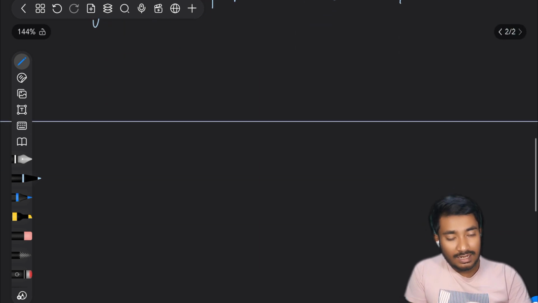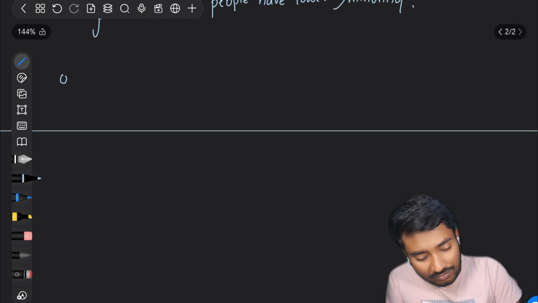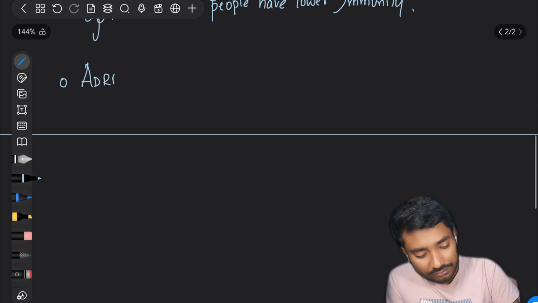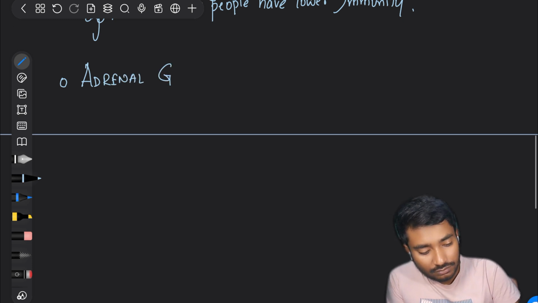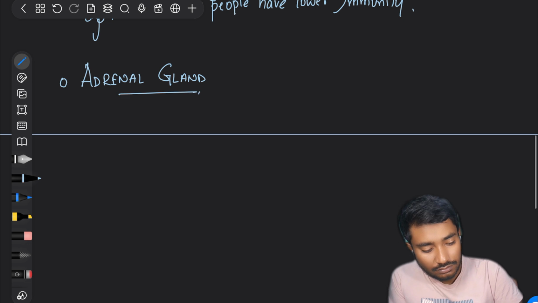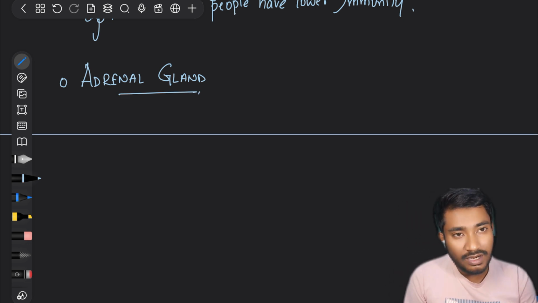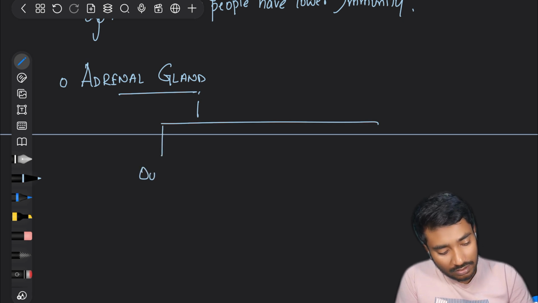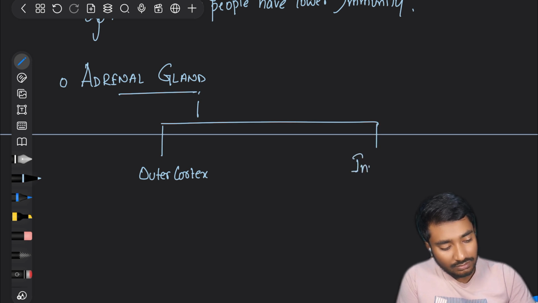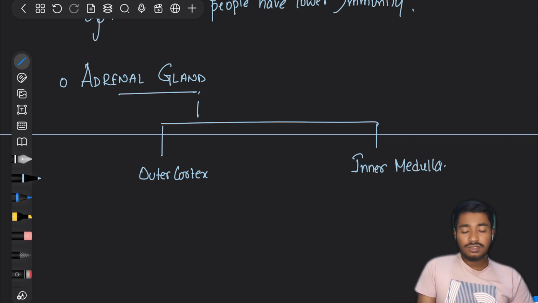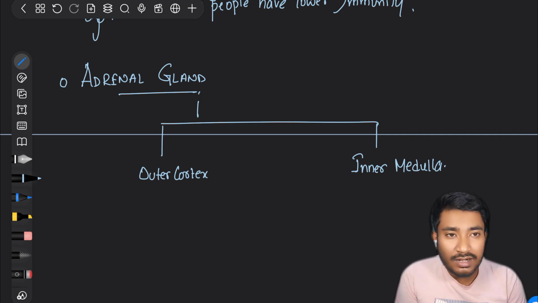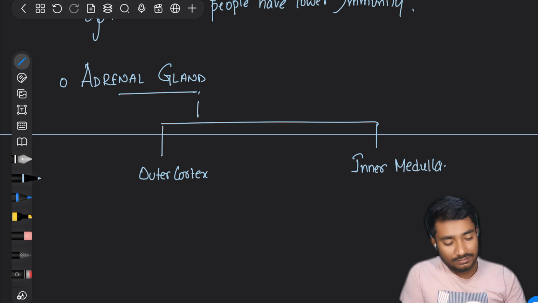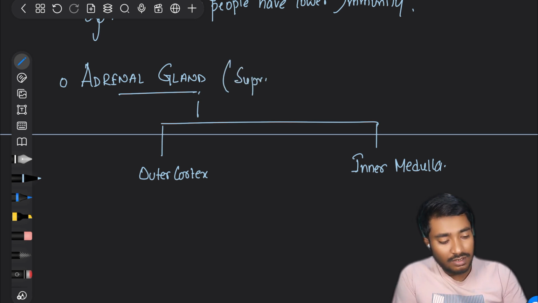We come to the adrenal gland. The thymus gland is complete, and now we come to the adrenal gland. The adrenal gland has two parts, the outer cortex and the inner medulla. The adrenal gland is also called the suprarenal gland. It is located just above the kidneys.